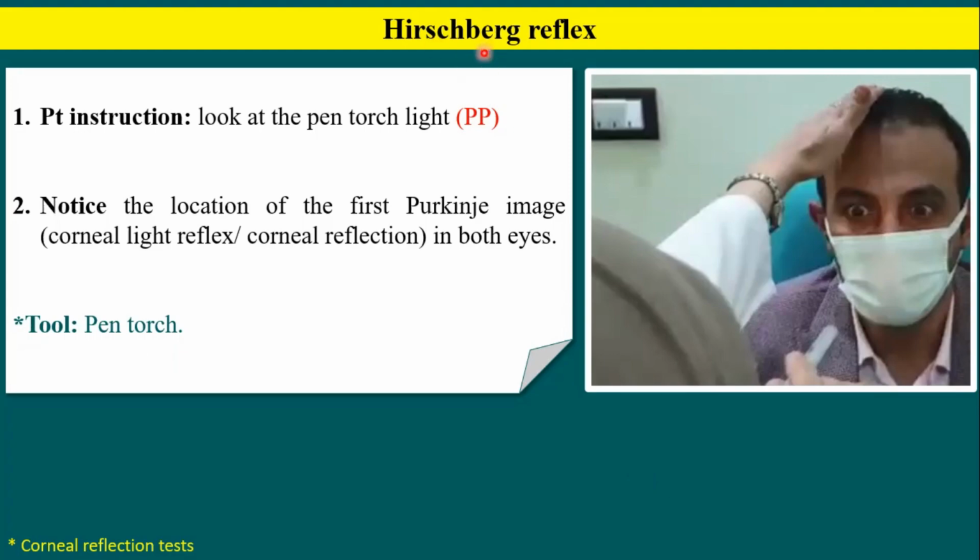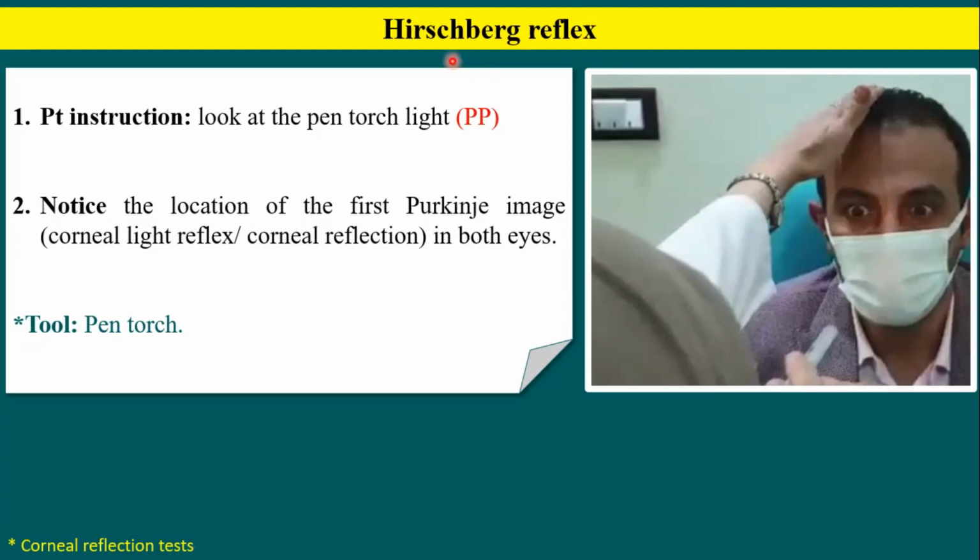One important point to notice, because some learners might get confused between the Hirschberg reflex or Hirschberg test and corneal reflection tests. There is a big heading in strabismus called corneal reflection tests. These tests are based on holding a pen torch, but the instruction to the patient may vary.